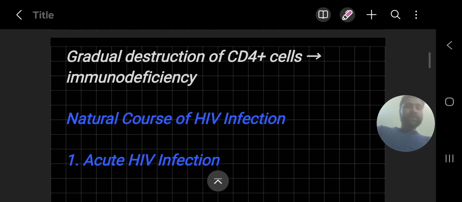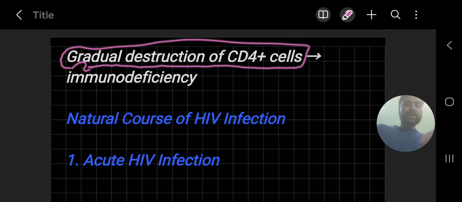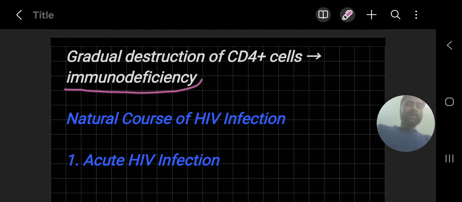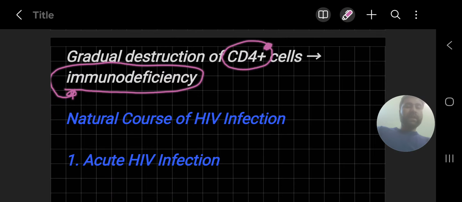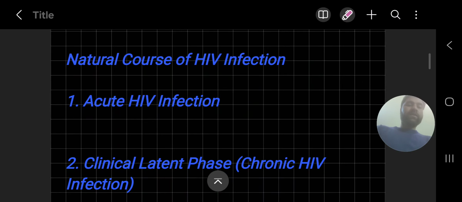After this integration, there is production of the new HIV copies that lead to gradual destruction of CD4 positive cells, and then they are ready to attack other cells, leading to immunodeficiency because your CD4 positive cells burst when the virus leaves the cells. Natural course of HIV infection.